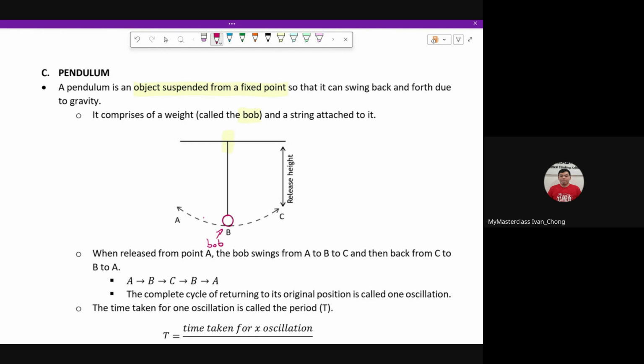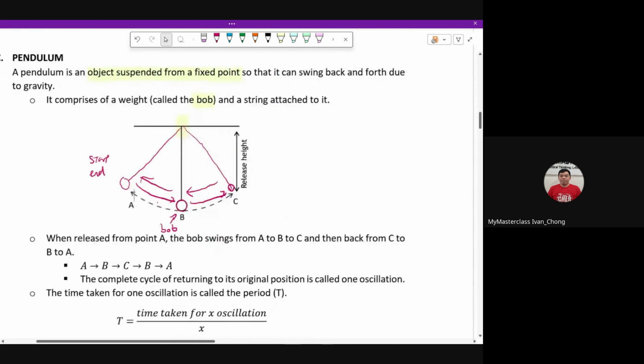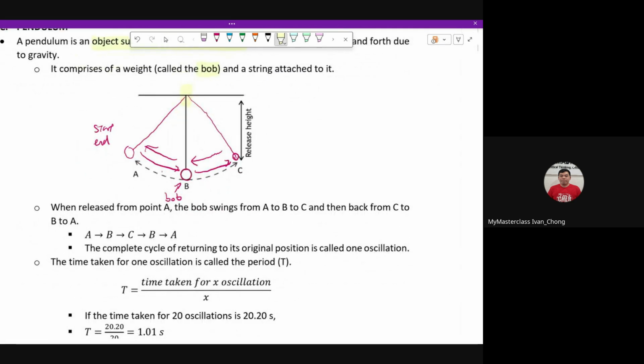Okay, so you actually move from A to B, B to C, C back to B, and then B back to A. Okay, so basically we usually start here and we'll end here as well. So what it means is 1, 2, 3, and 4. So basically you move back and forth. This is one cycle. Okay, so this entire thing is one cycle. So you need to be careful. One cycle is what we call one oscillation. Okay, the movement is called oscillate as a verb. An oscillation is your entire process.